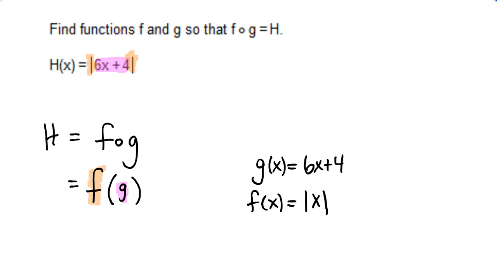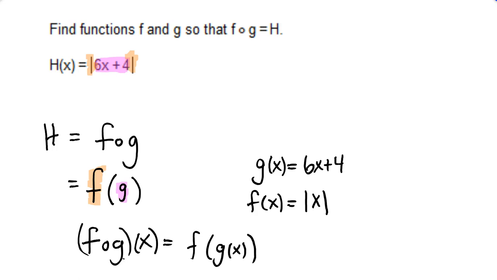So if we were to compose f composed with g of x, that's substituting g inside of f. g is 6x plus 4, and that will go inside our absolute value.